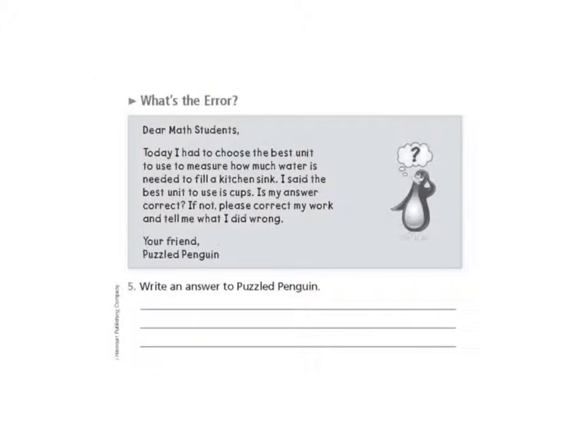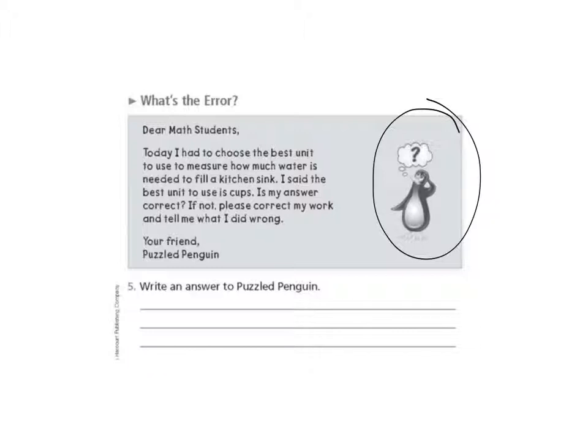Now, on this same page, which is 163 in your SAB book, we've got our favorite puzzled penguin. And he says, "Dear math students, today I had to choose the best unit to use to measure how much water is needed to fill a kitchen sink. I said the best unit to use is cups. Is my answer correct? If not, please correct my work and tell me what I did wrong."